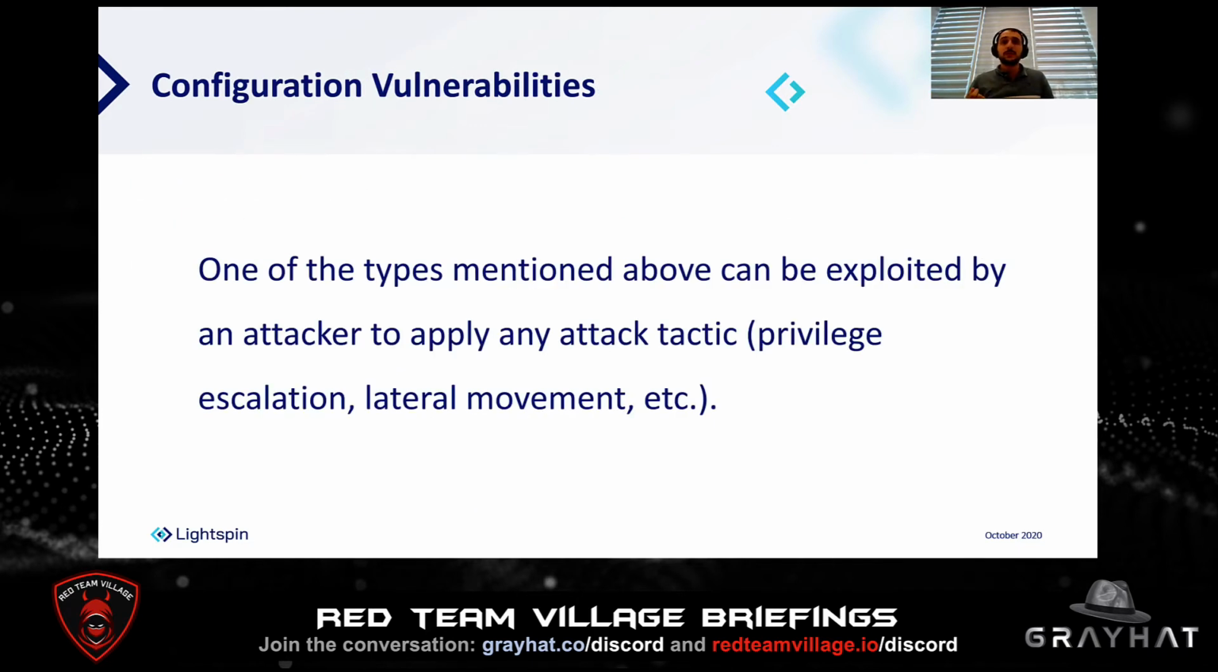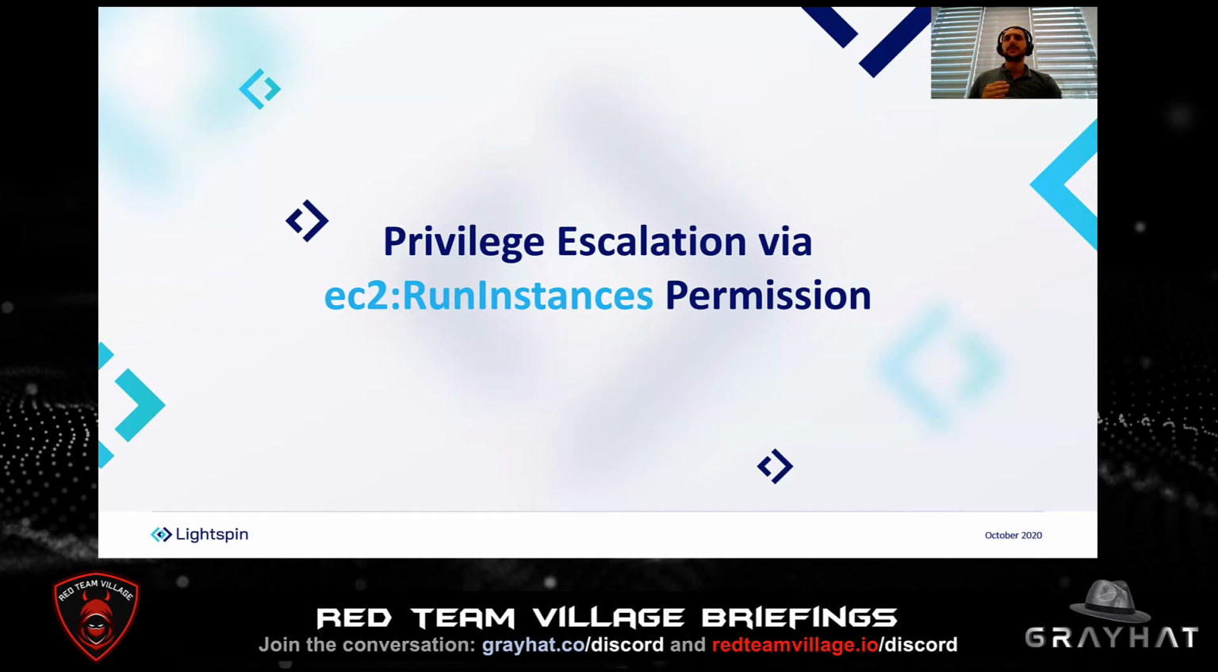So a configuration vulnerability is one of the types mentioned above, or a couple of them, that can be exploited by the attacker and applied in any attack tactic, from privilege escalation, lateral movement, persistence, and more. So now I think it's a good time to see a use case. Let's talk today about privilege escalation via the EC2 RunInstances permission. If you're not familiar with the RunInstances permission, it allows us to launch new machines on Amazon.